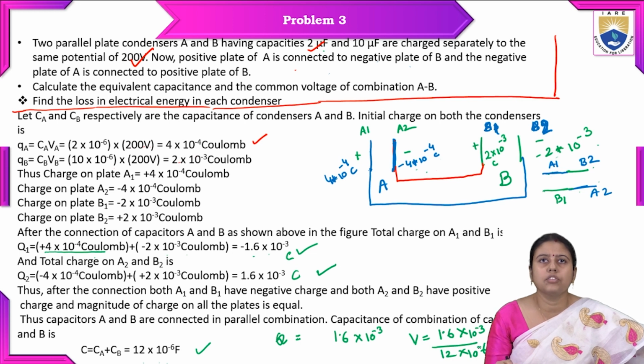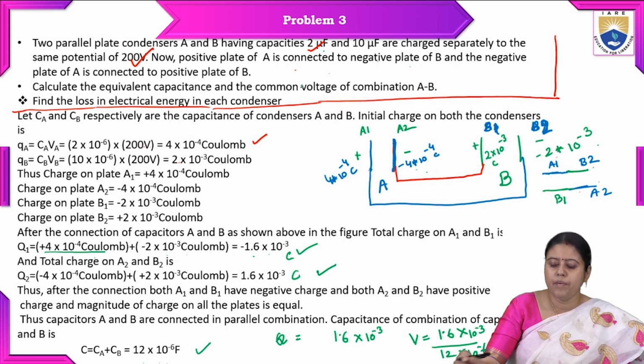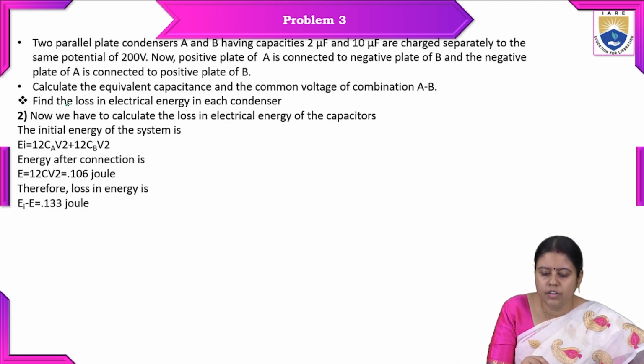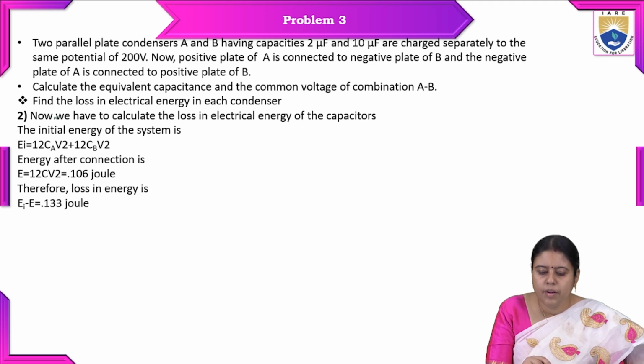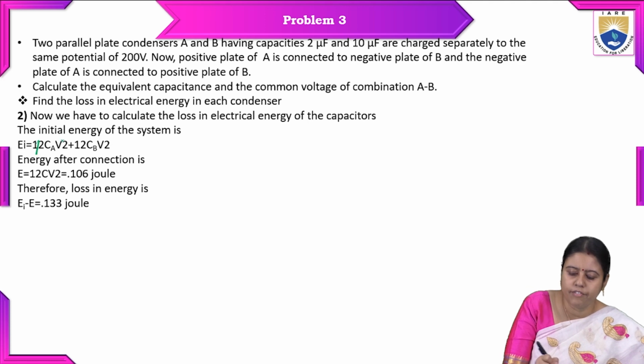What is the second question? Find the loss. So what is the electrical energy loss? The energy is half CV squared. So as I told, now what is the loss? E is equal to half CA into V squared plus half CB into V squared. So what was it previously? What is the energy in the previous case? Energy is half, sorry.